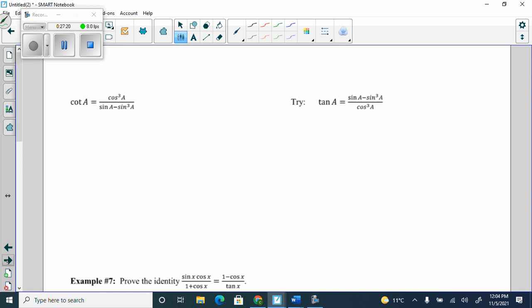Uh-oh. It looks different. Oh, the cube is nothing. Don't worry about it. So, we don't stress.